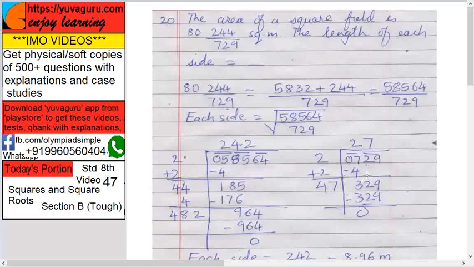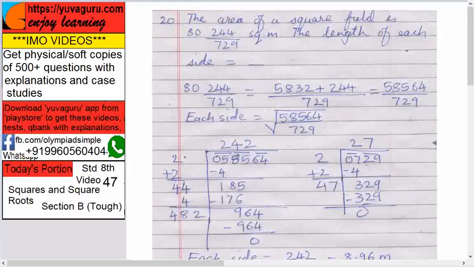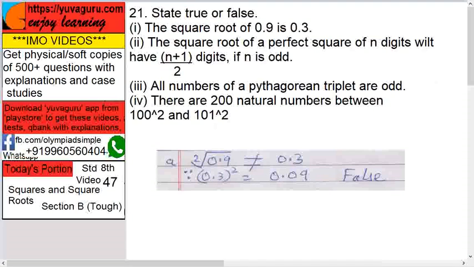Okay, you can try this if you don't know. So 2 2, then 4 down, then 329, 47 sevens are, that's okay. So 27 is the square root. So the fraction becomes what now? Fraction is now 242 upon 27. So just divide it. It becomes 8.96 meters. That's the required answer. Next is state true or false.